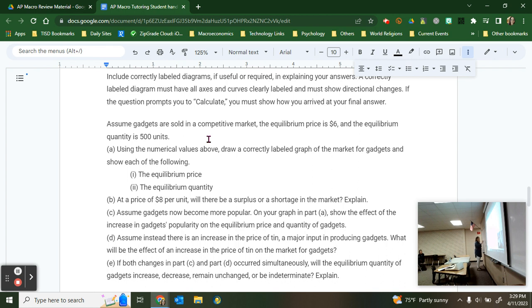And so you're just going to say the supply of gadgets decreases since input prices are higher. Since input prices have gone up, the supply of gadgets has gone down. You have to put input price? What is the effect? It technically did not say explain. So you could have just said supply decreases.